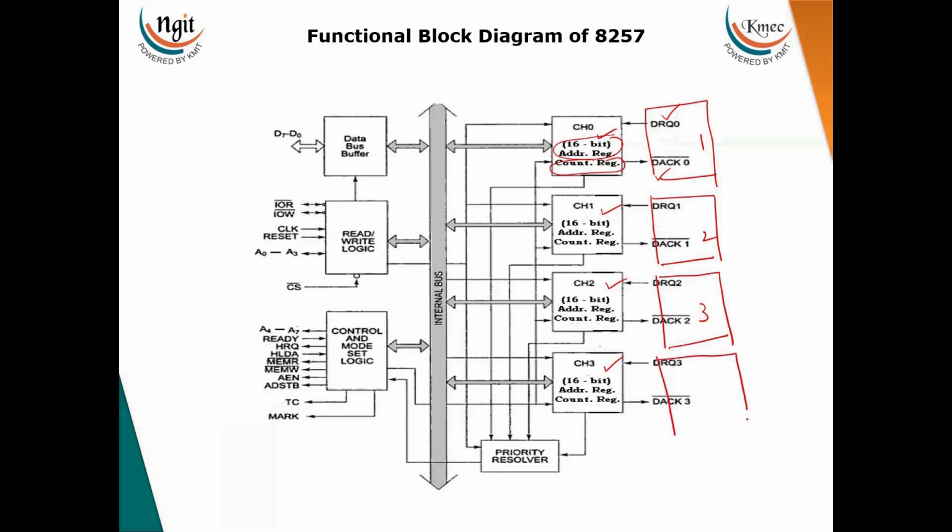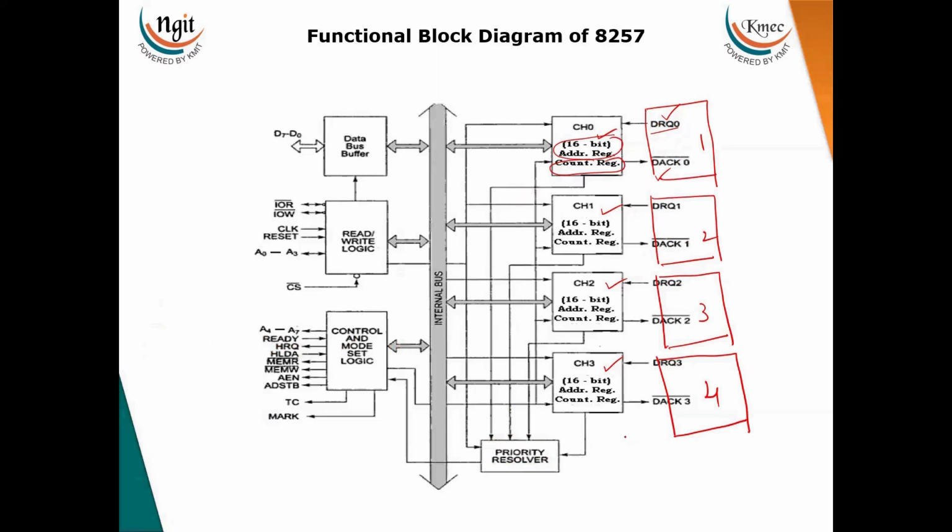Now if any one of the devices wants to transfer the data, it will generate the DRQ signal. In response to this DRQ signal, DMA will send the HRQ signal, the HOLD signal, to the HOLD of the 8085. Here, if more than one device wants to transfer data and generates a DMA request, then the priority resolver can resolve the issue, select one channel, and DMA will serve that channel.